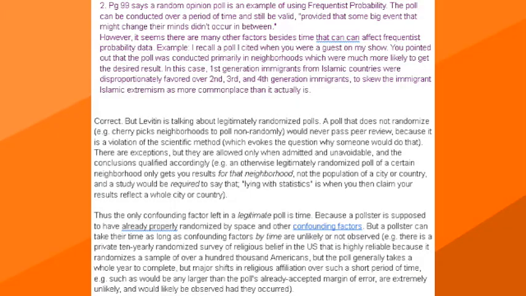I struggled with another thing in Levitin's book and wrote it here. Page 99 says a random opinion poll is an example of using frequentist probability. The poll can be conducted over a period of time and still be valid, provided that some big event that might change their minds didn't occur in between. However, it seems that there are many other factors besides time that can affect frequentist probability data. For example, I recall a poll I cited when you were a guest on my show previously. You pointed out correctly that the poll I cited was conducted primarily in neighborhoods which were much more likely to get the desired result. In this case, first-generation immigrants from Islamic countries were disproportionately favored over second, third, and fourth-generation immigrants in order to skew the immigrant Islamic extremism as more commonplace than it actually is.